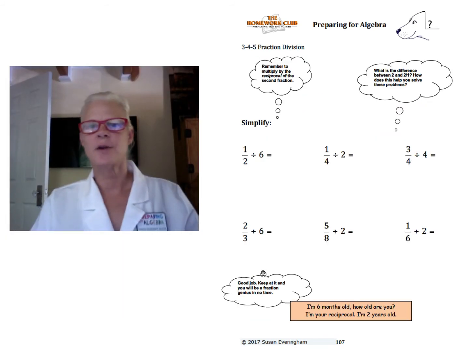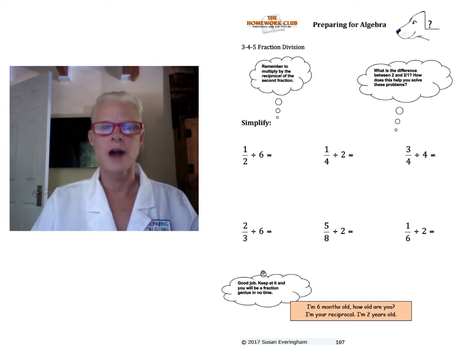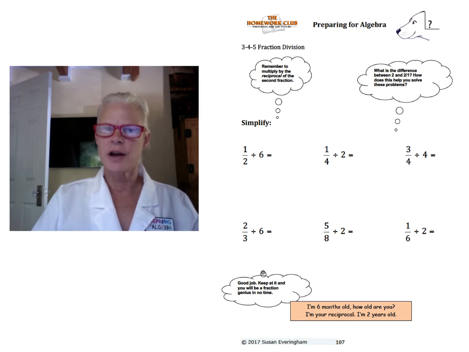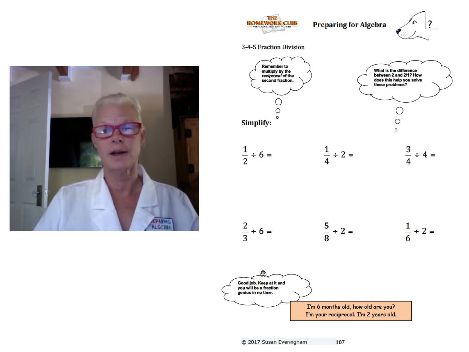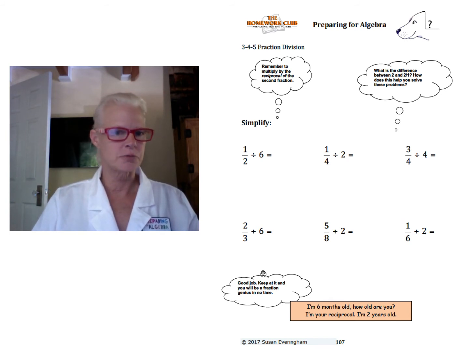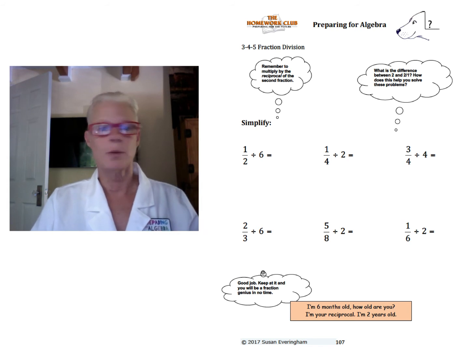Page 107, we're going to do some more practice with fractions and division, okay? So remember to multiply by the reciprocal of the second fraction. And then the little bubble question here is, what is the difference between 2 and 2 over 1? Or you call it 2 divided by 1, right? How does this help you solve these problems? Let's go ahead and look at, well, any of them really. So the first one, 1/2 divided by 6.